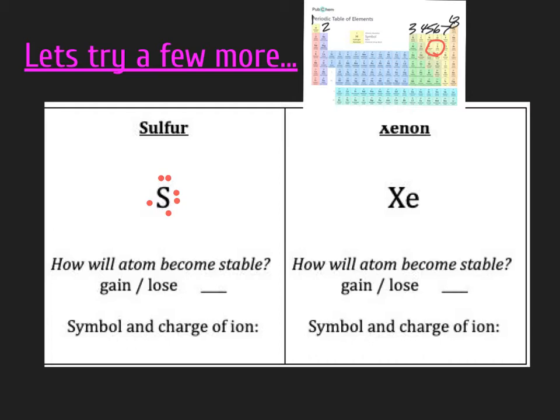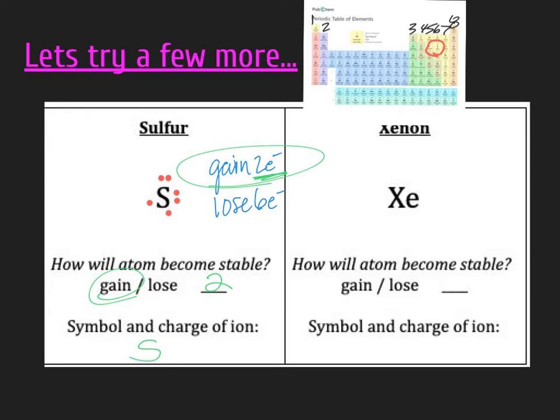Thinking about the atom's choice, will it either gain 2 electrons to get to that stable 8, or would it lose 6 electrons to get to stable 8? Easiest thing for the atom to do is, of course, gain 2. So it will gain 2 electrons. So now it has gone from a perfect balance of protons and electrons to now having 2 additional electrons. So its symbol stays as S, but its charge becomes 2-.